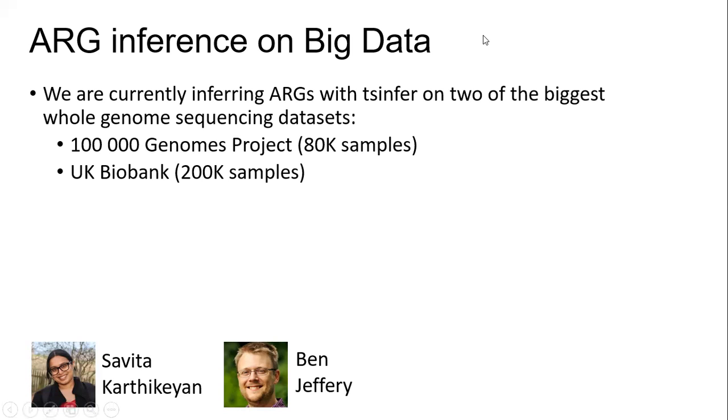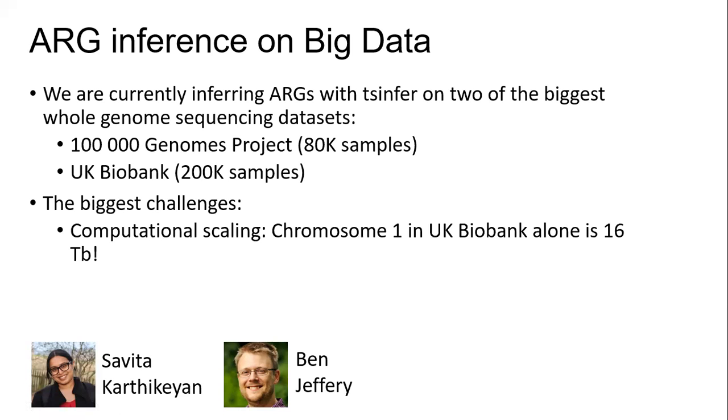And the challenge of inferring ARGs from these data sets is enormous because, firstly, just a single chromosome in the UK Biobank is 16 terabytes of data. It's a single 16 terabyte matrix. And even though the TS-Infer algorithm is incredibly efficient, it's still an enormous challenge. But Ben Jeffrey, a computational scientist in our group, has figured out the optimizations to make it work and get it to fit into memory. So we've done chromosome 20, which is one of the smaller ones, and we can do a complete chromosome if we have maybe 100 to 200 nodes on a cluster in about a week or two. So it's pretty remarkably fast considering.